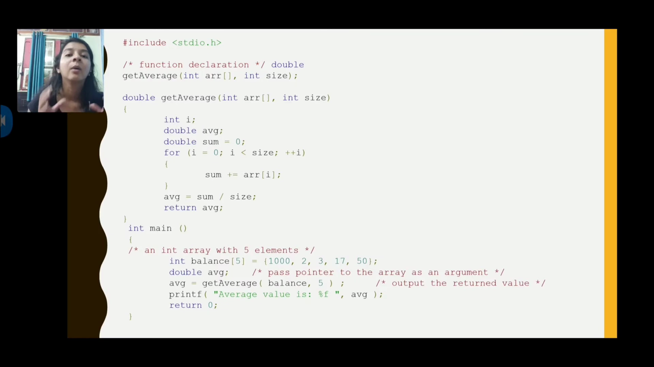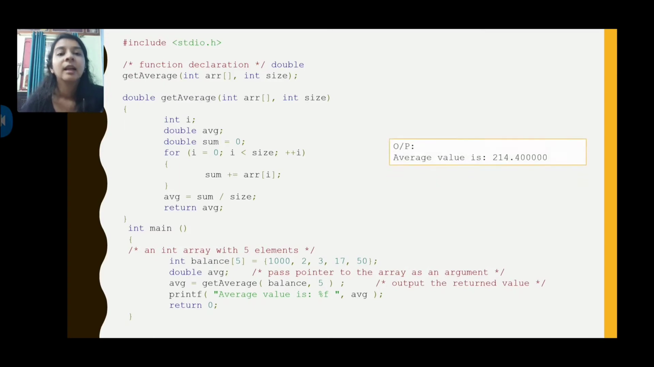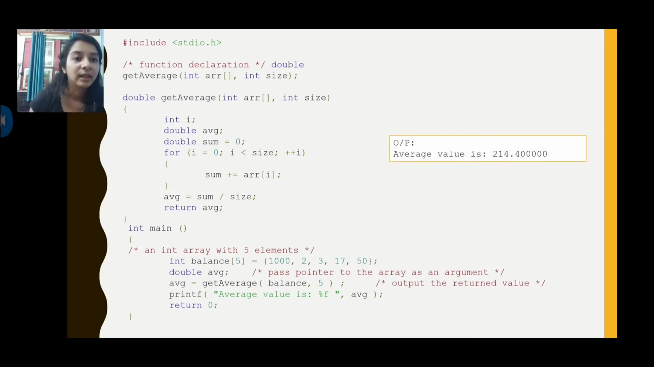So this is how an array can be passed to a function. Inside the parameter list, it is declared as an unsized array and the size is passed separately. Then the average is calculated and returned. This is how the output is given. Whatever the inputs are, the average value is calculated and then returned back. So this is how arrays can be passed to functions.